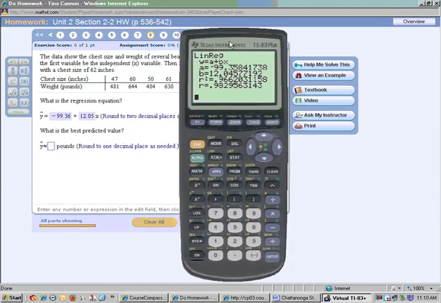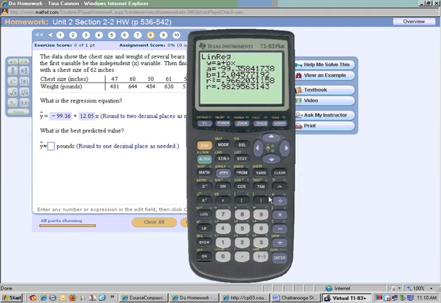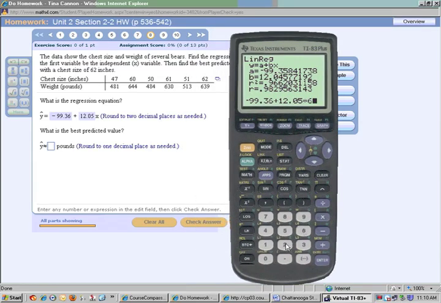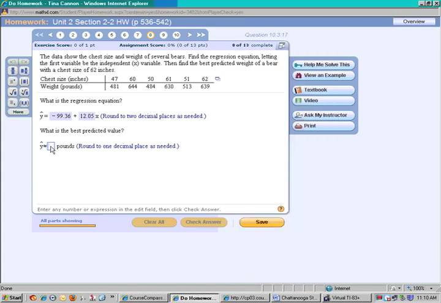So let me pull this up. And let's see. What we want to do is type in negative 99.36 plus 12.05 times 62, because that's the chest size. Now what we're doing is predicting how much this bear is going to weigh. So we predict that this is the weight of the bear. Notice it says to round to 1 decimal place, so we will have 647.7. So that's how much we predict that the bear will weigh based on previous data.